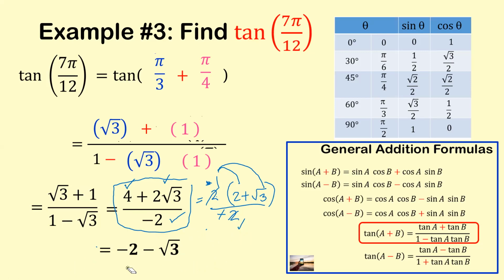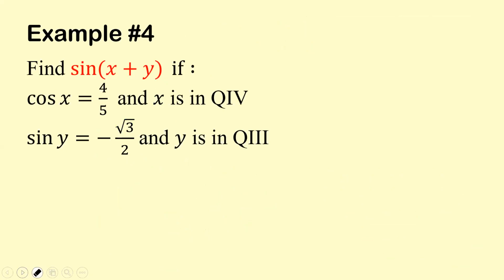Dito sa 2 over negative 2 kasi, di ba? 2 divided by negative 2 is negative 1. So, minultiply natin. That's why it's negative 2 minus square root of 3. So, let's get to example number 4.